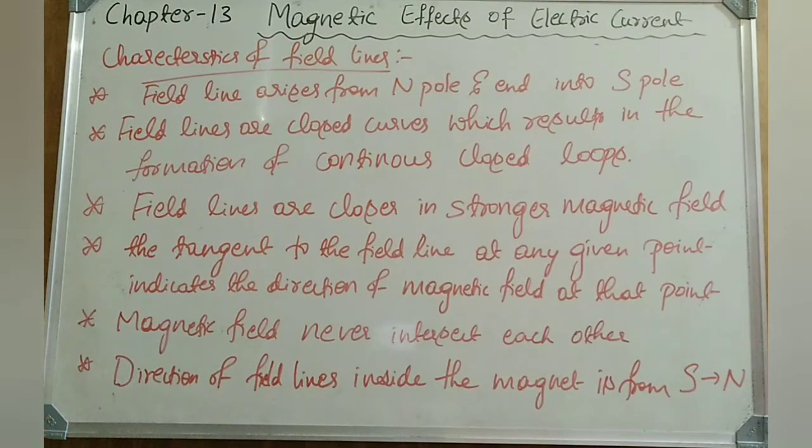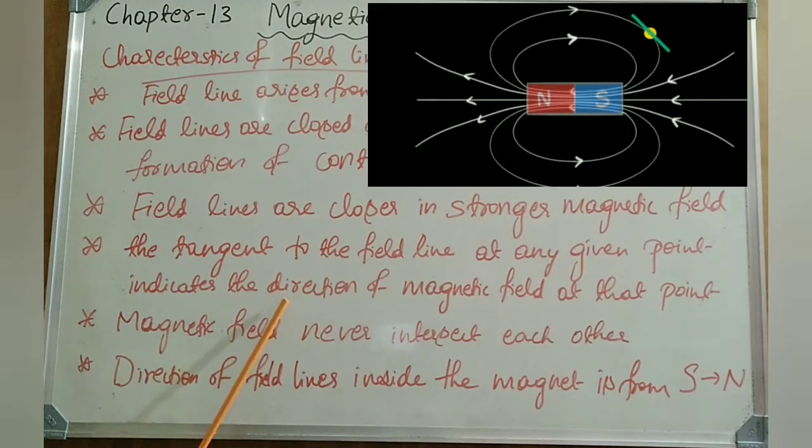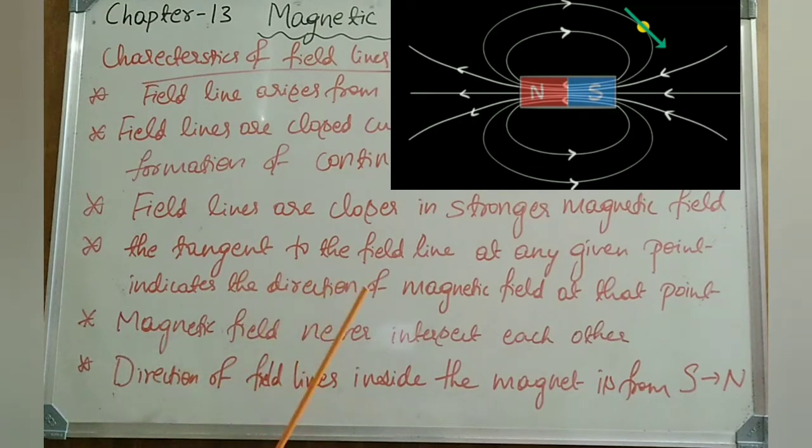And see the next point. The tangent to the field line at any given point indicates the direction of the magnetic field at that point. Now look at this diagram. We have a point on one of the magnetic field lines and we need to draw a tangent line, and that tangent line will show the direction in which the field line is moving.